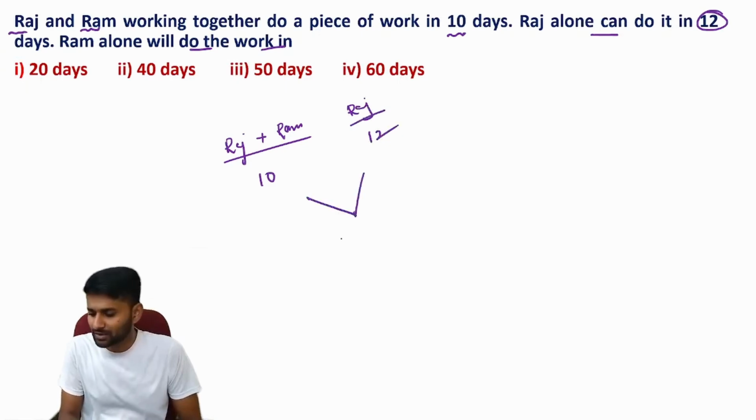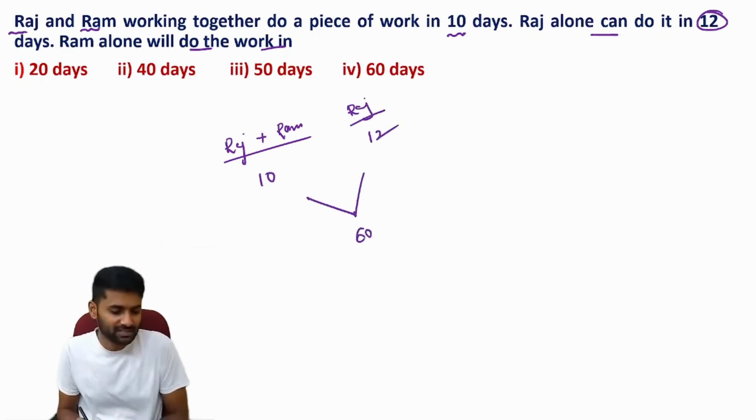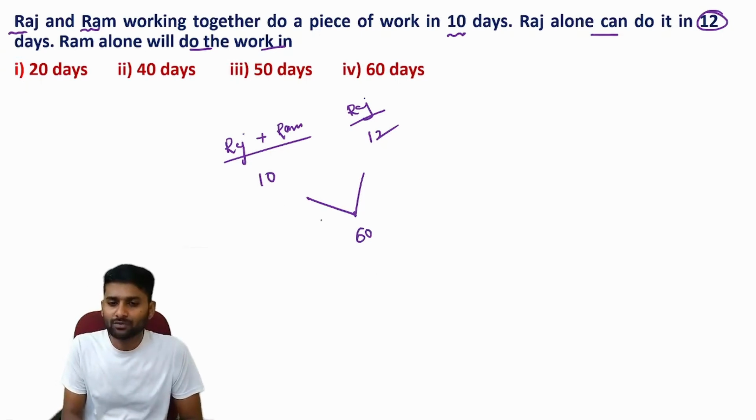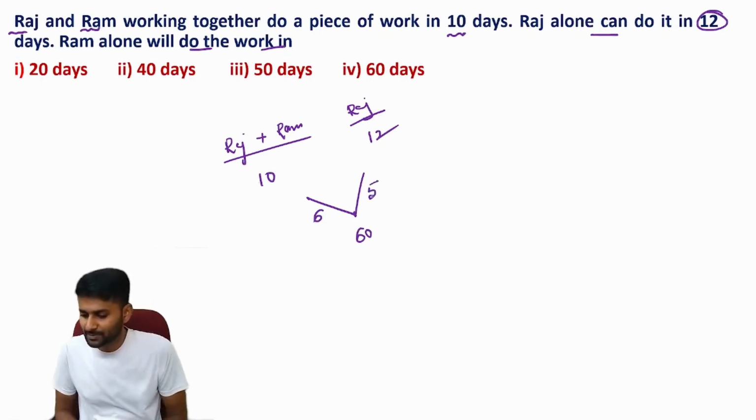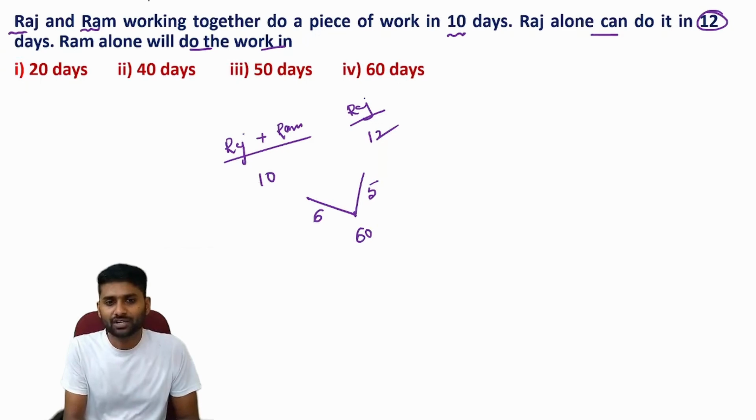Now here the total work is exactly equal to 60 units. Here 60 units means the LCM of 10 and 12. If both work together, they will complete 6 units per day. Raj alone will complete 5 units per day. That's why the whole work is completed in 12 days. Here the question: Ram alone can complete the work in how many days?